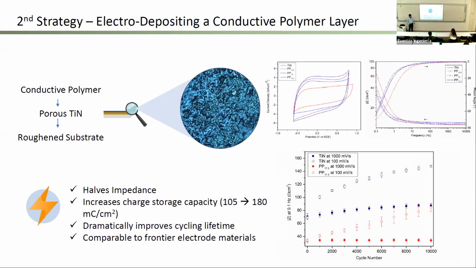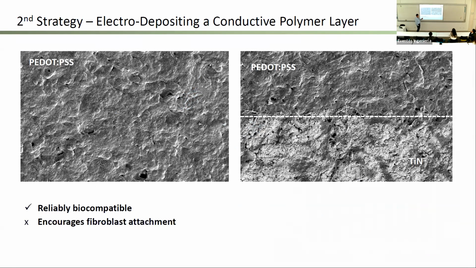electrode materials. So basically over here, we're seeing that the impedance at 0.1 Hertz after many cycles at 1000 millivolts per second, which is typical of frequencies used for neural stimulation, did not affect much of the performance. However, we still have problems here with fouling, because with PEDOT we were still getting growth of fibroblasts, which was even more than we were getting with the roughened TiN.